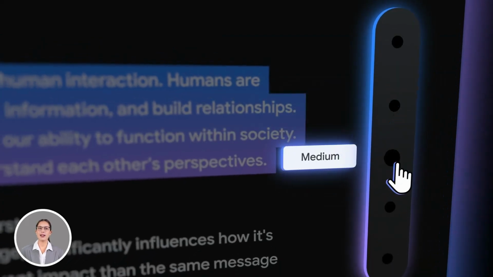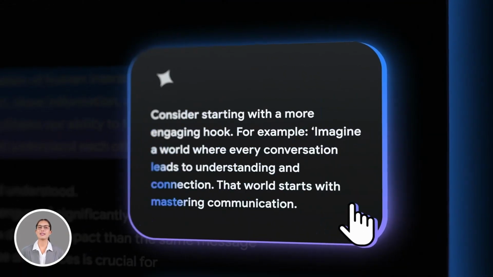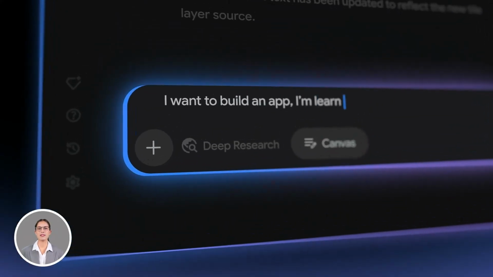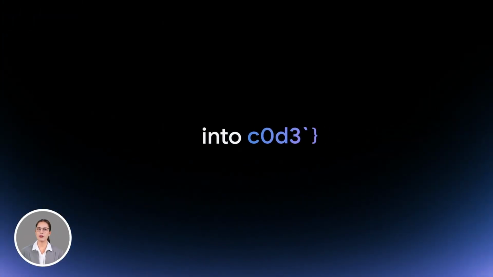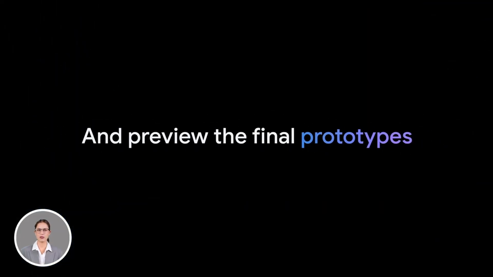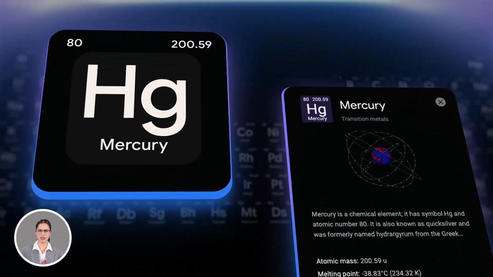Say you need a landing page for a coffee brand. You tell Canvas what you want. It generates the HTML, CSS, and JavaScript, creates the layout, adds interactive elements, and shows you a live preview. You can see it working as you type. No switching between tools, no copying code. Just describe what you want and watch it build.